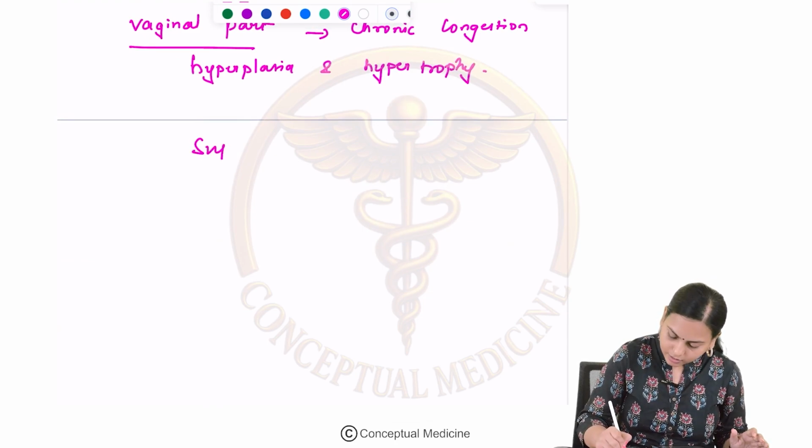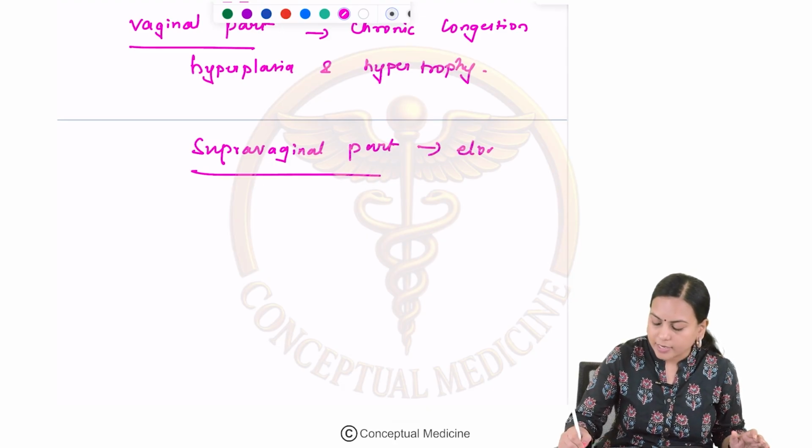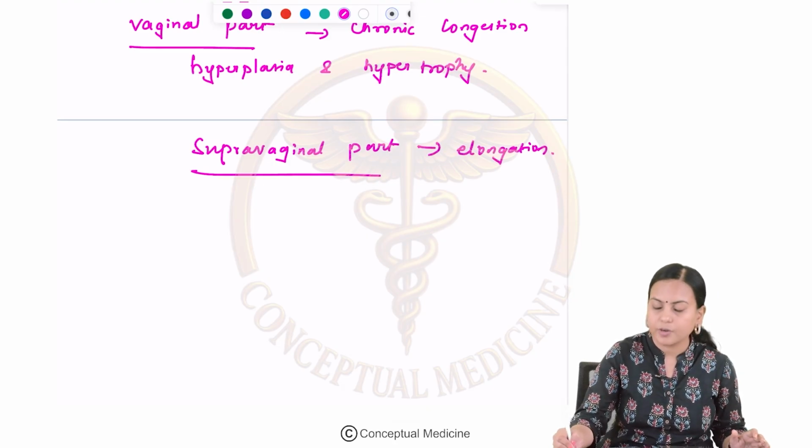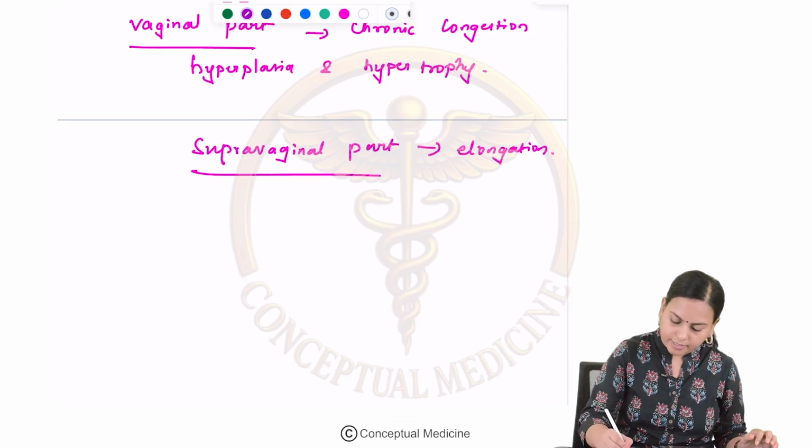Okay, and in the supravaginal part, there is elongation. Okay, the supravaginal part is going to elongate. Clear?